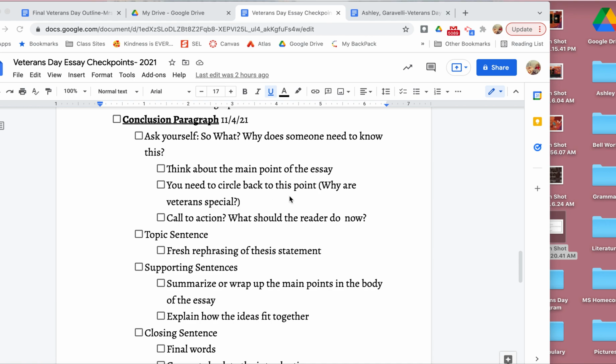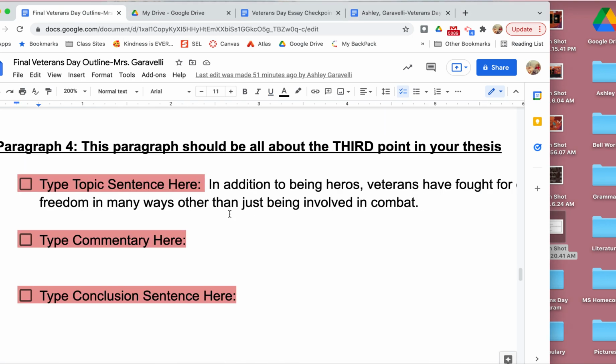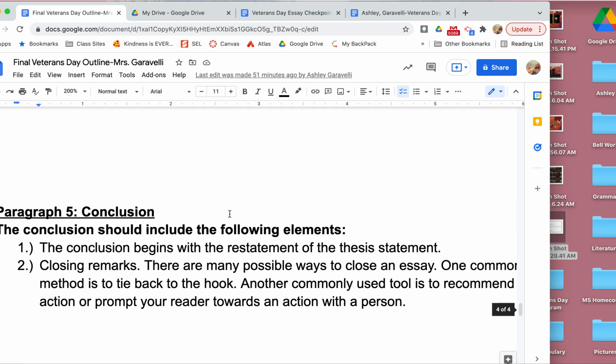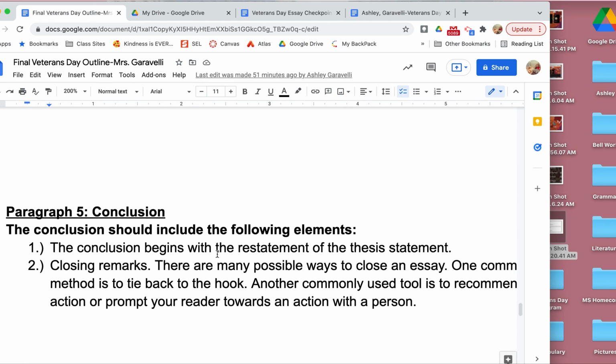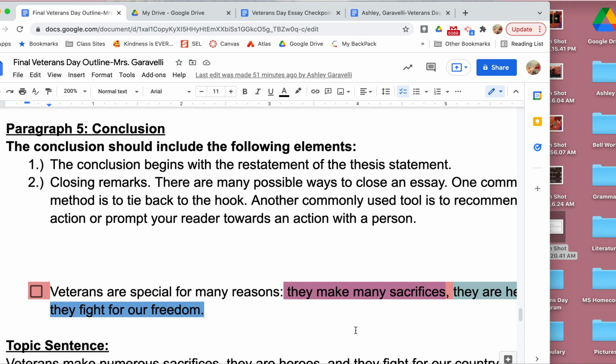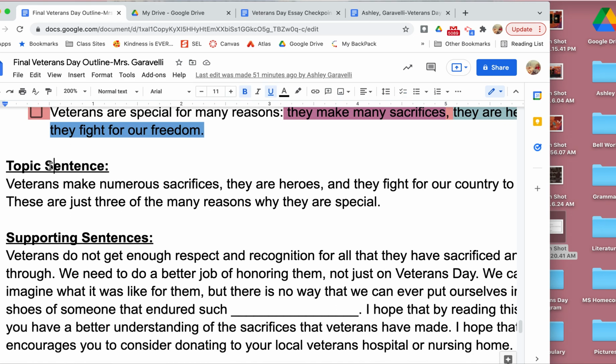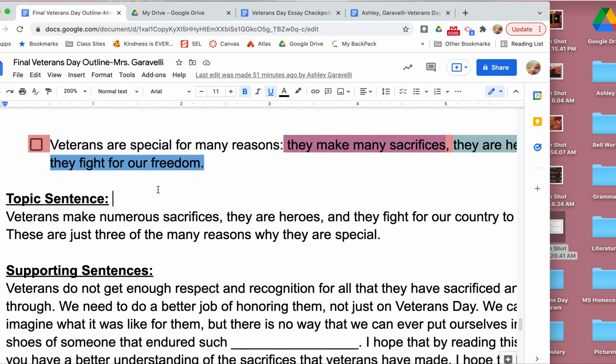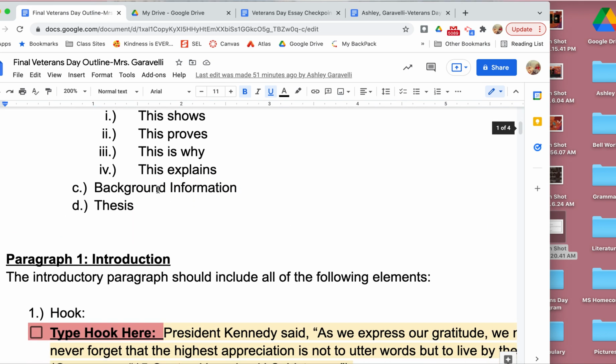Now, the very first sentence is going to be your topic sentence, and it is just going to be you restating your thesis. And remember, your thesis is the last sentence of your first paragraph. So what you're going to do is go to your outline, and scroll down until you see paragraph 5, conclusion. This is just like a definition of what a conclusion paragraph is. Underneath that, I want you to press return a couple times and type the words topic sentence, and then underline and bold it.